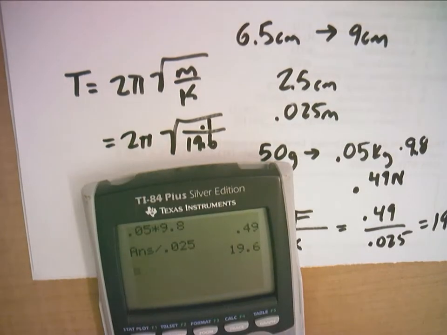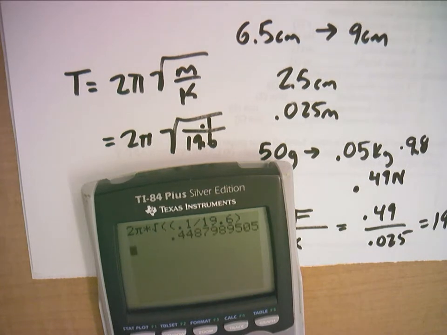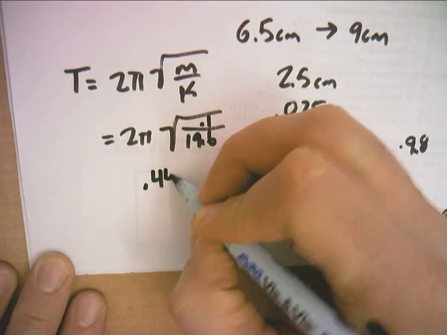So we have 2 pi times the square root of 0.1 divided by 19.6, which was the k value. It should take about 0.448 seconds to go through an oscillation.